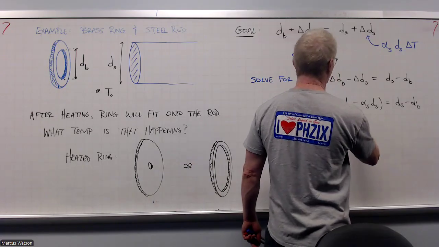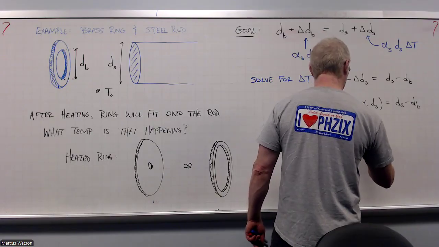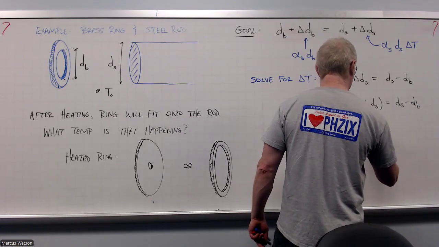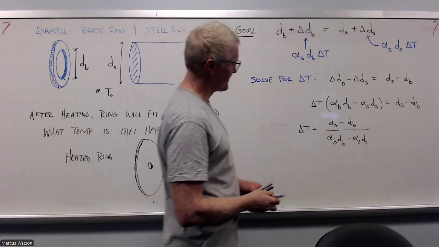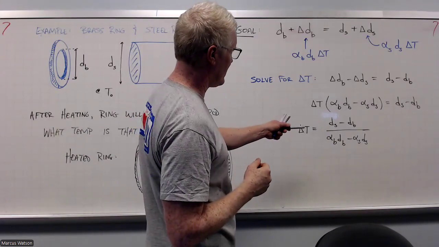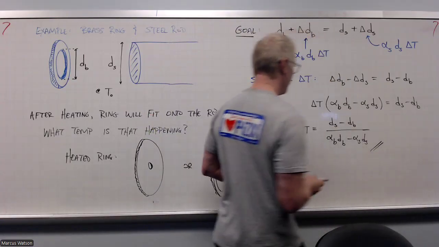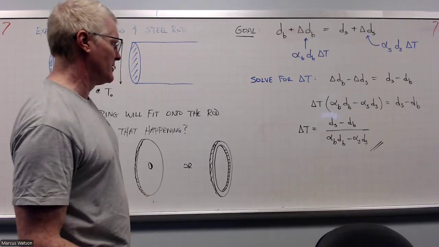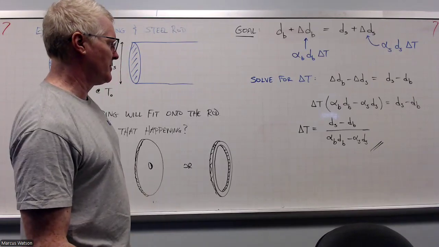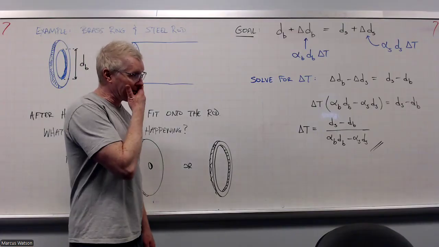I've got alpha B, delta. I've got a, what did I put? I wrote an S here. That should be a B. That should be a B, and that's minus S and S, like so. Let's see here. Did I get that all right? All my symbols look good? S minus B over alpha B D, B minus alpha S D S looks okay. All right. I think that's what we've got for an expression.